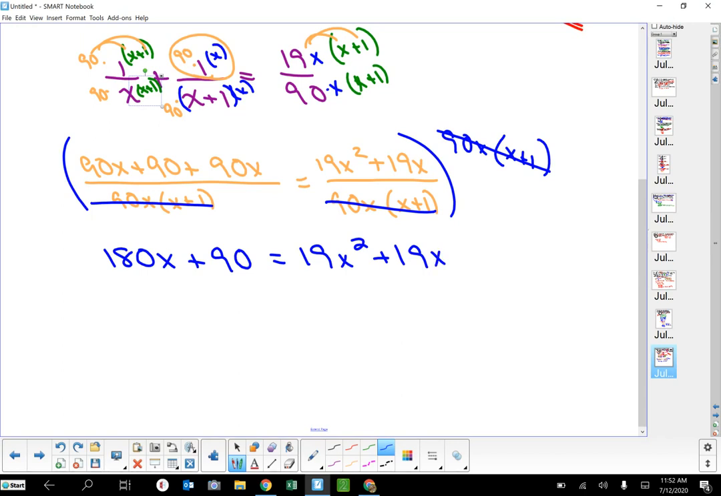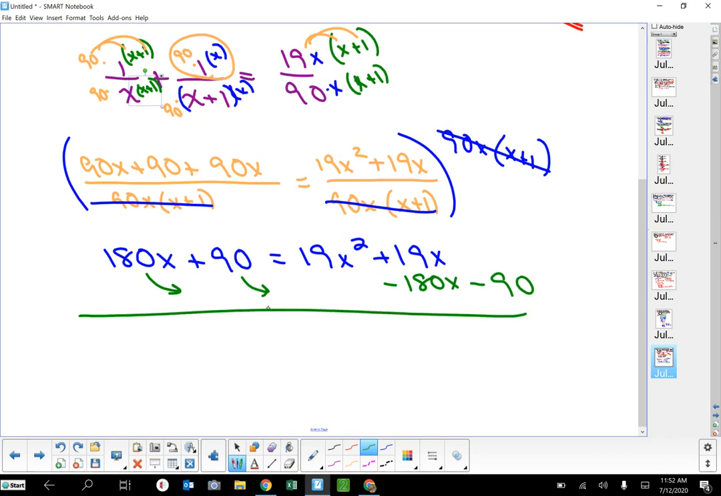And you know that we want to make sure our x squared term is positive. So I'm going to bring these guys over here with subtraction. So we're going to subtract off 180x and subtract off a 90. And that's going to leave us 19x squared minus 161x minus 90. I have a plus 90 on my paper. That's weird. That's definitely a minus 90. Okay, equals 0. And then you have a quadratic.